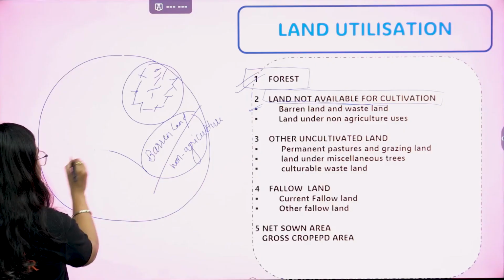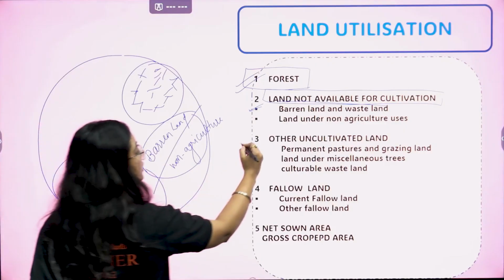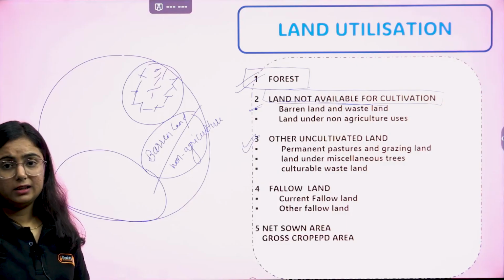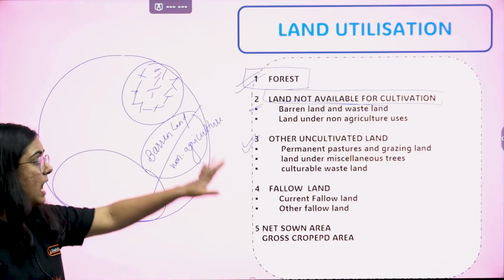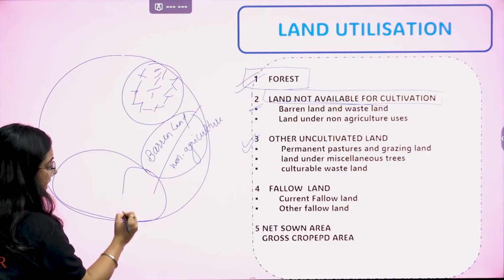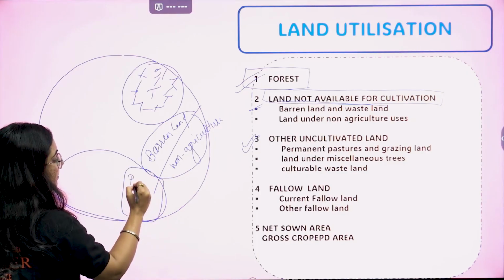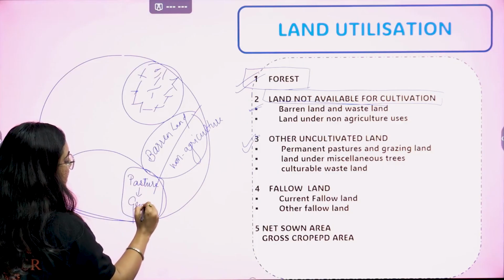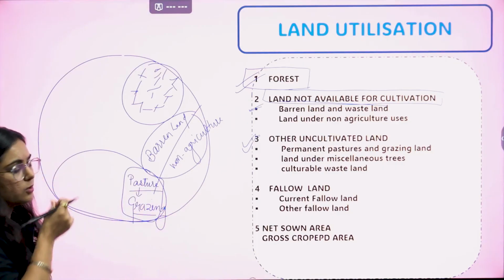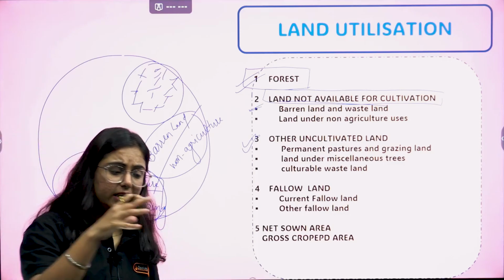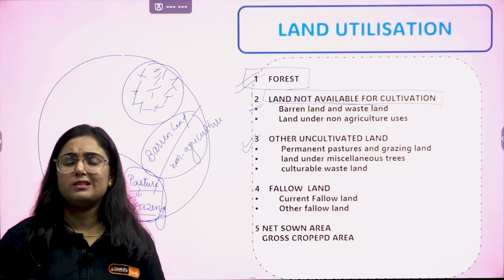Now, all the lands that are not under agriculture are still left, right? There is a portion of land that is not used in cultivation, other uncultivated land. Third point here, mark my words, other uncultivated land. Among this, there is land which is used for pasture of animals. Pasture of animals means grazing of animals, right? You know that there are animals like cattle who graze the grasses.